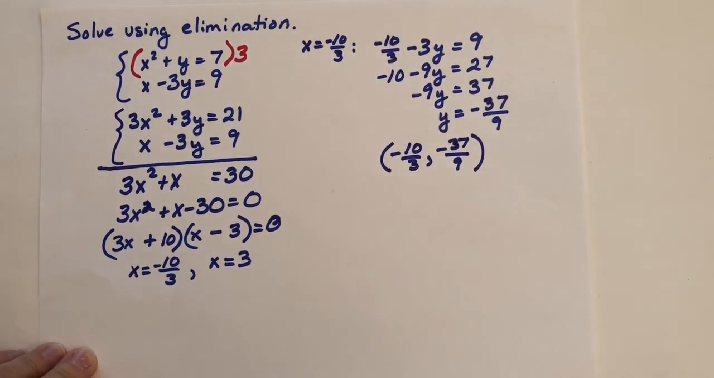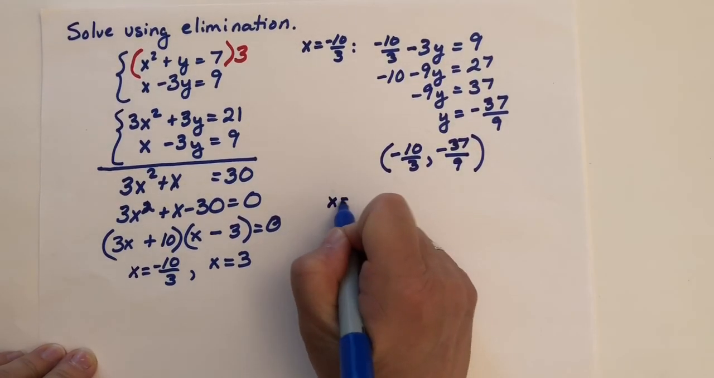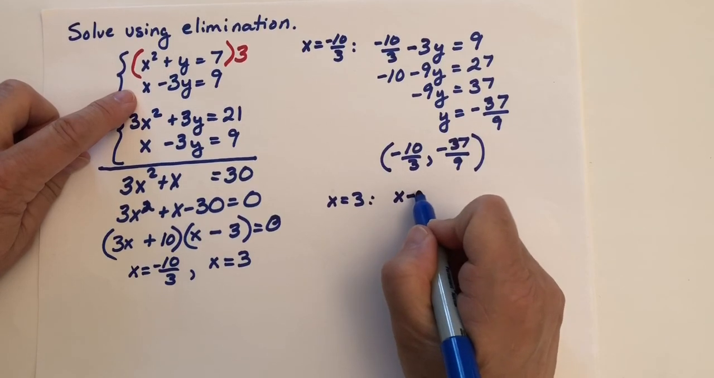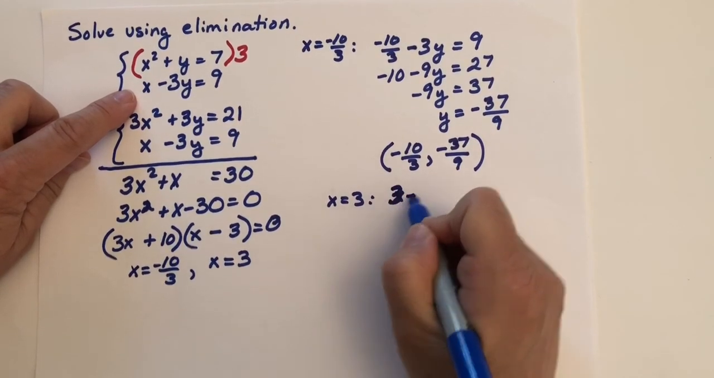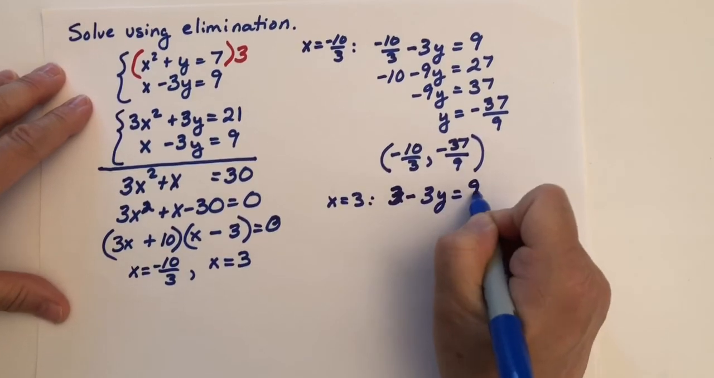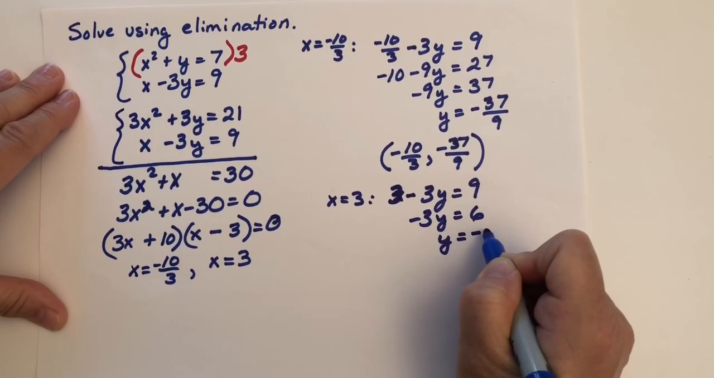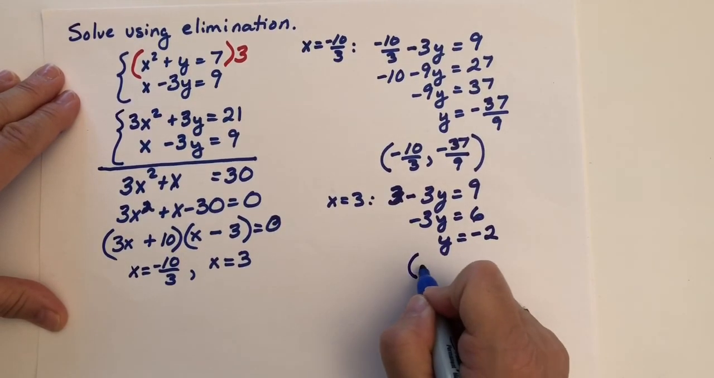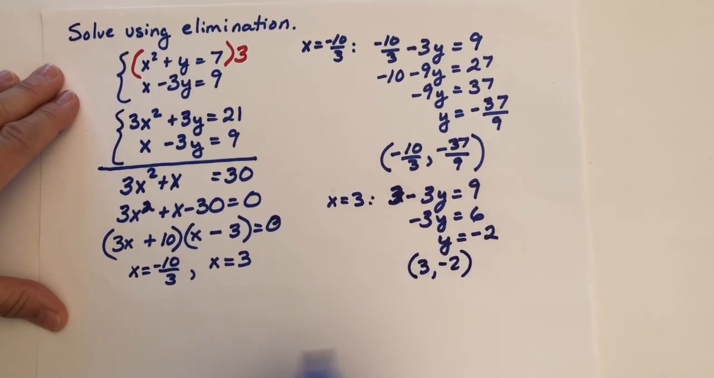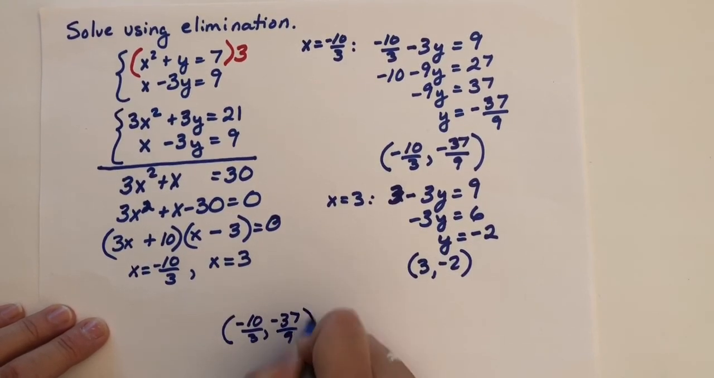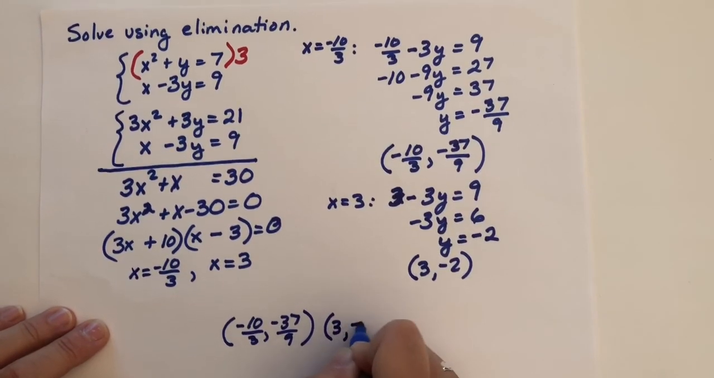And for the other solution, let's substitute x equals 3 into the equation. We have x minus, whoops, there's the 3 going in right there. 3 minus 3y equals 9. And we solve that linear equation. So we have 3, negative 2. So let me write it very clearly here. The solutions to this system right down here are negative 10 thirds, negative 37 ninths, and 3, negative 2.